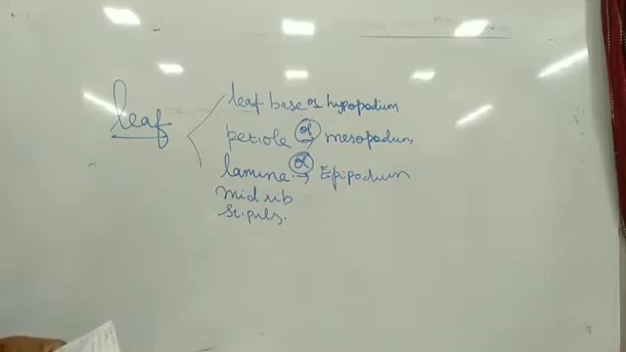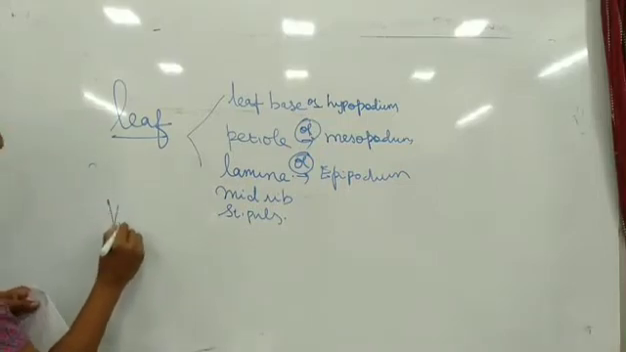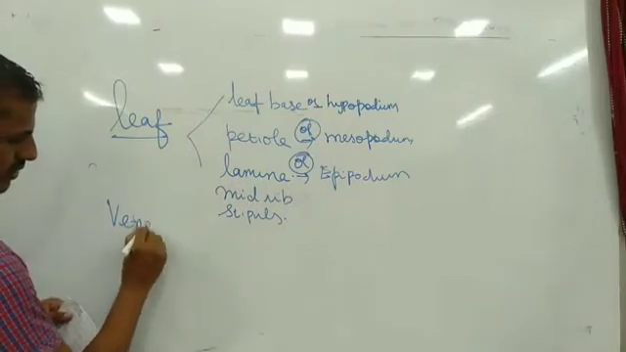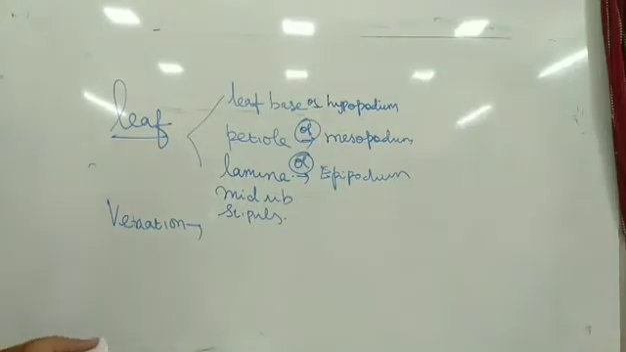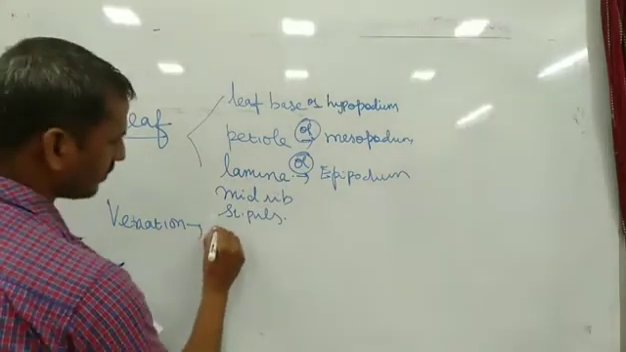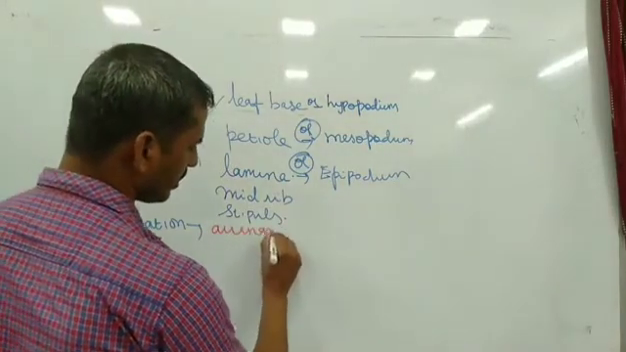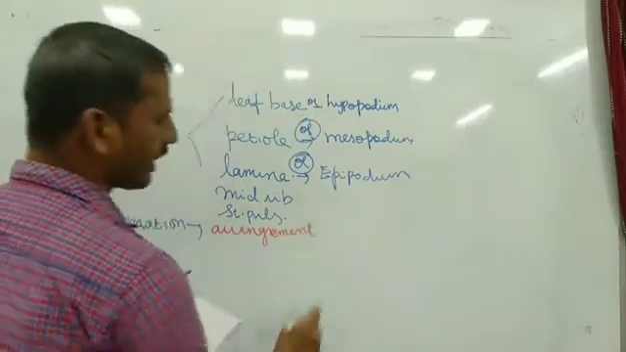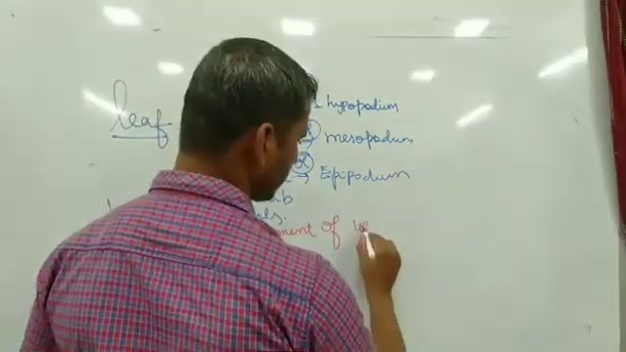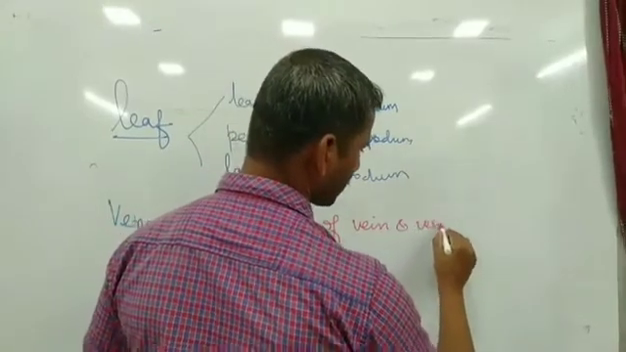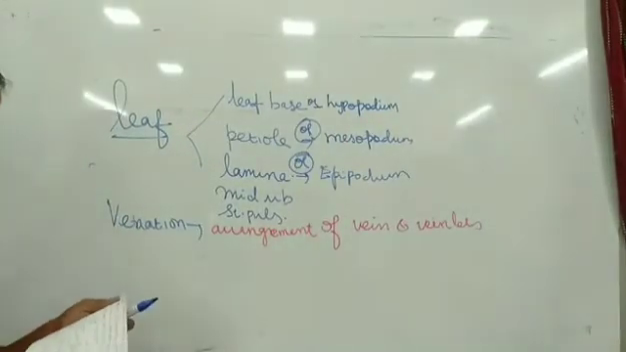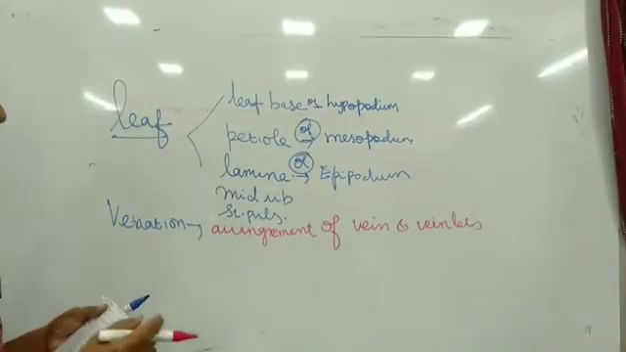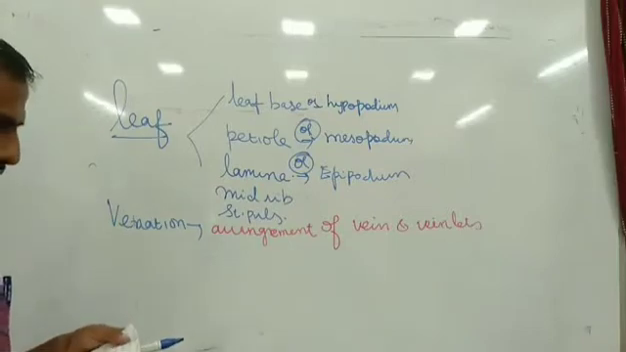Okay, so leaf base is also called hypopodium, mesopodium, and epipodium: lamina, petiole, and leaf base. Now the venation. The arrangement of veins and veinlets in the leaf is called venation.